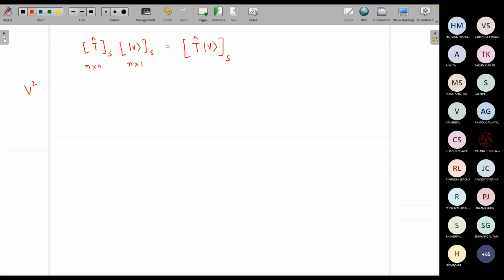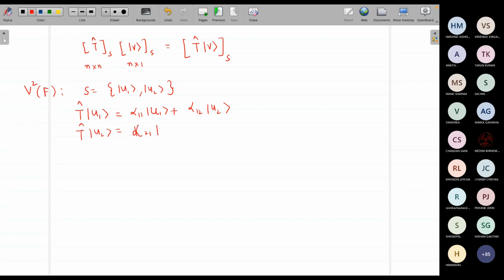So let's say we are in a vector space V over F and we have a basis of two vectors u1 and u2. So how can I write my T of u1? This can be written as alpha 1 1 u1 plus alpha 1 2 u2, right? I mean, these are the basis vectors. And what will be T of u2? This will be alpha 2 1 u1 plus alpha 2 2 u2, keeping the same notation as my previous page.